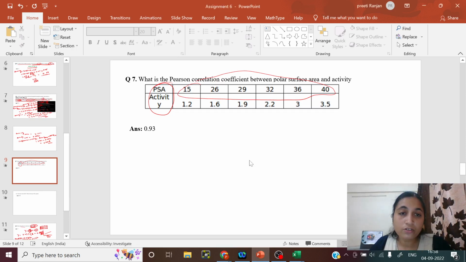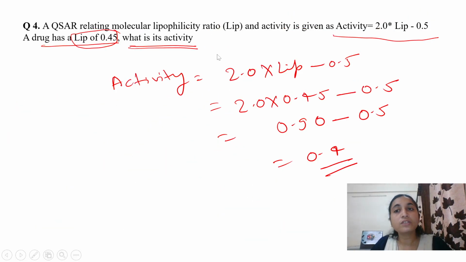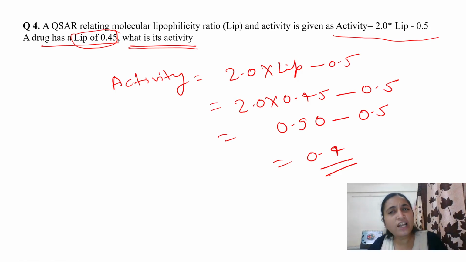Question number 4. What is the problem in question number 4? The leaf value is given here. We just put the leaf value into these equations and you will get the answer. Very simple. I think you are all okay with all these questions, right? We should close the class now.